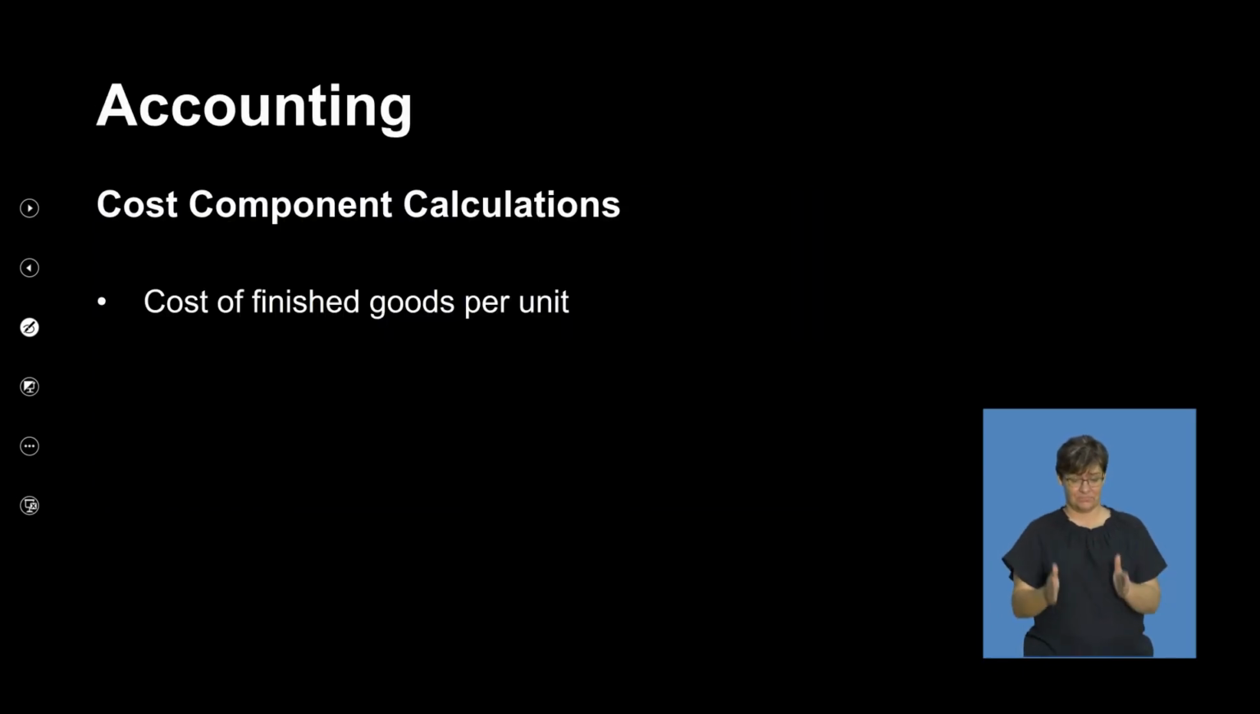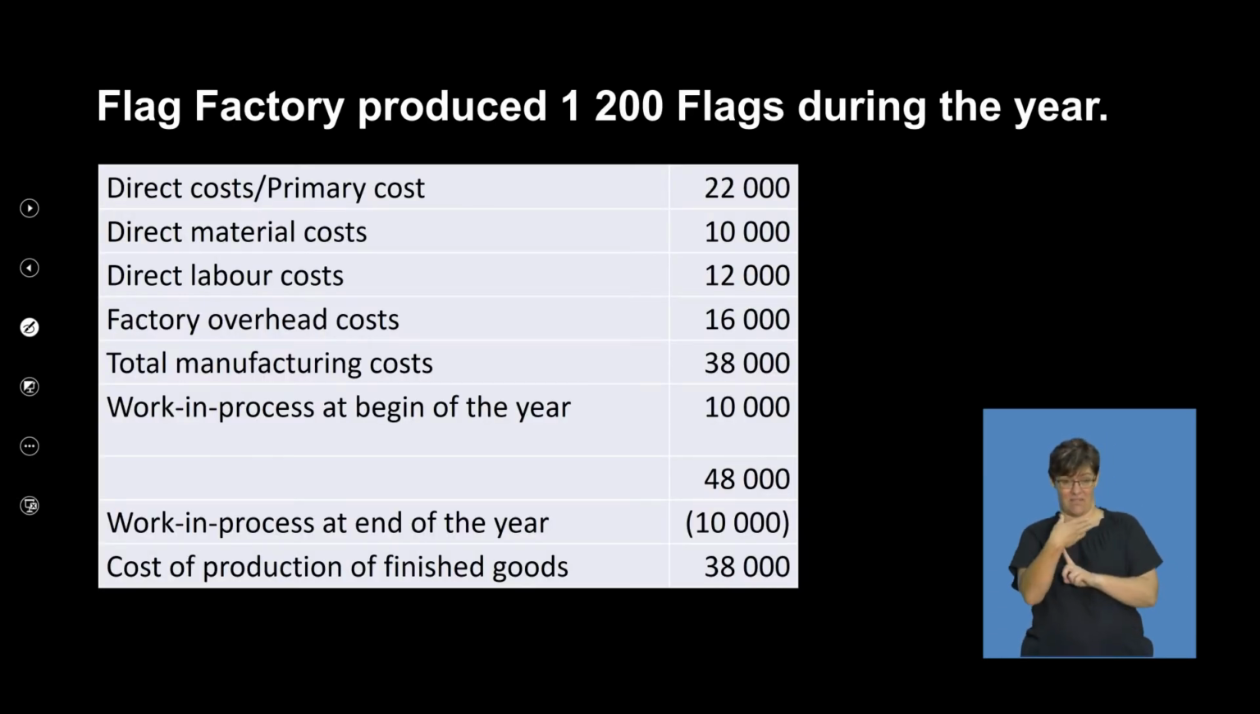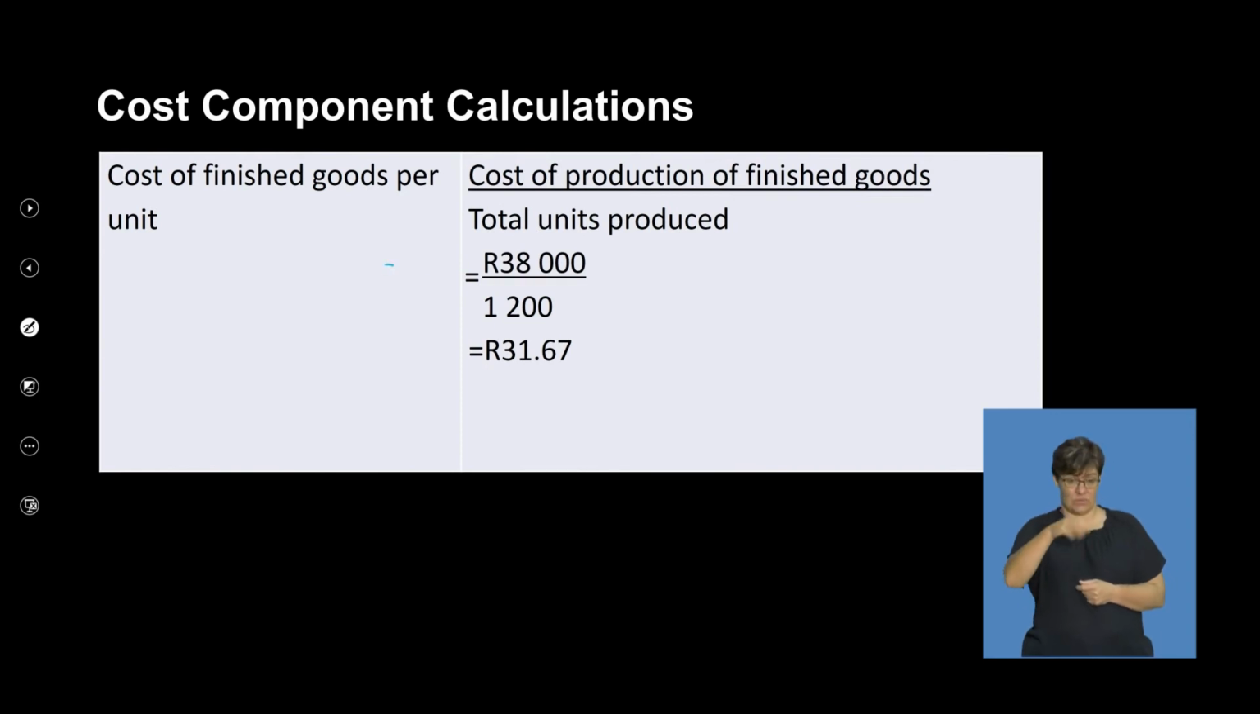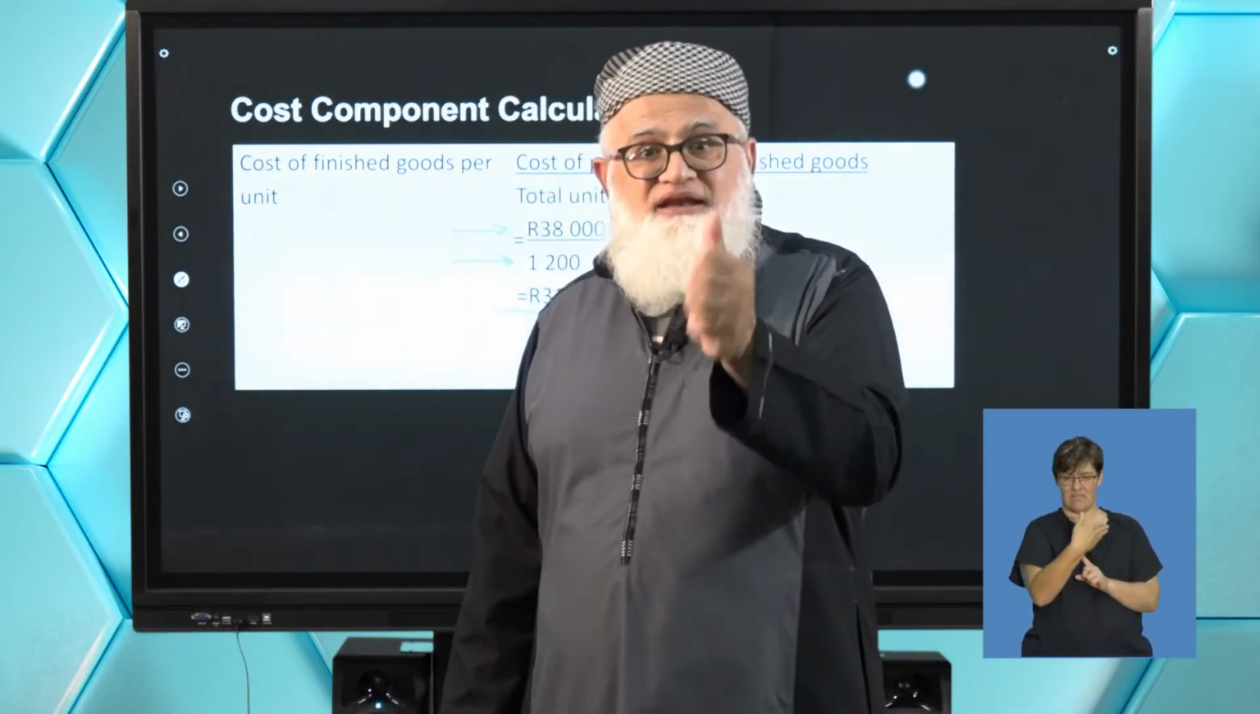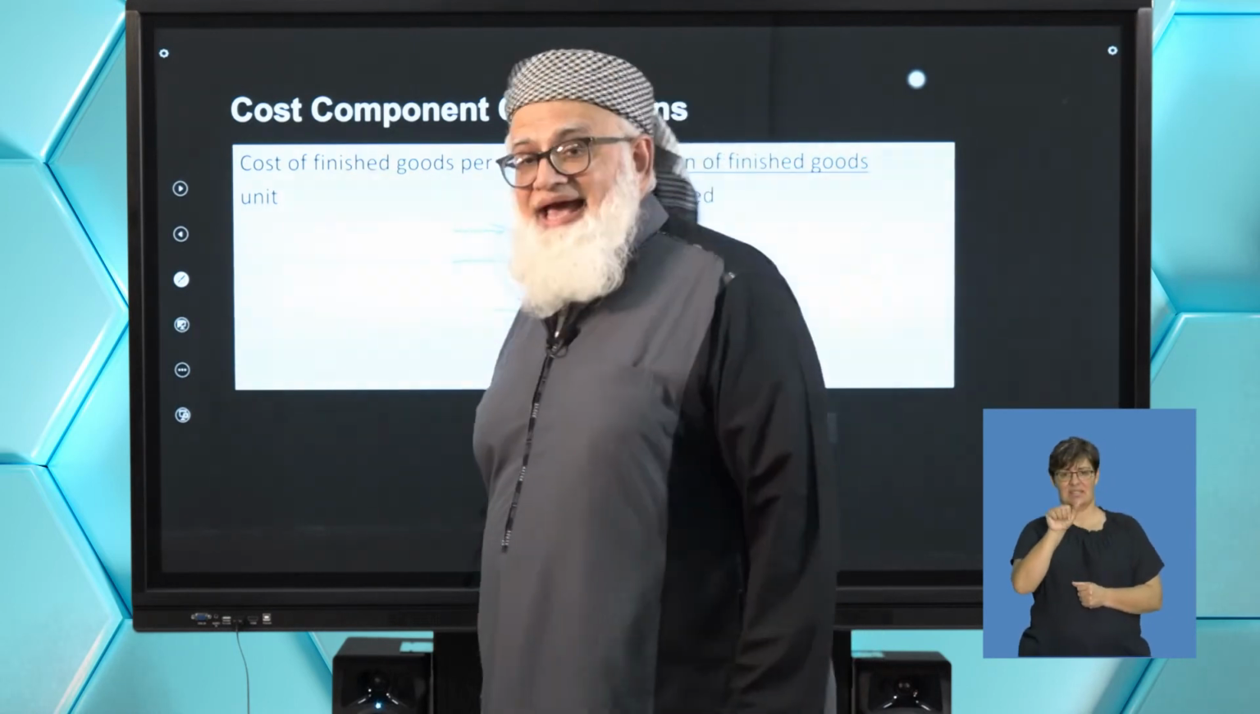Okay, the next one we look at is the cost of finished goods per unit. Here again, you look at the information that's given to you and identify your finished goods, which was 38,000. That was your cost of finished goods that you produced. What do we do with it? We take our 38,000 and divide it by the number of units that we have produced, which was 1,200, to give a total cost of 31 Rand and 67 cents. So that is the cost of manufacturing one flag. How much? 31 Rand and 67 cents.